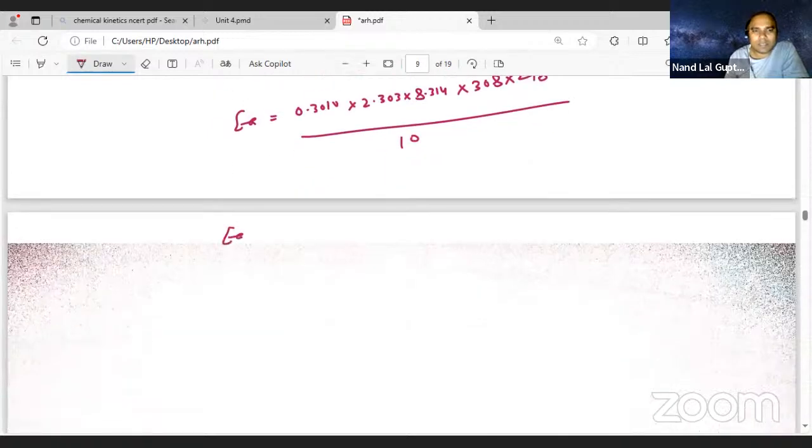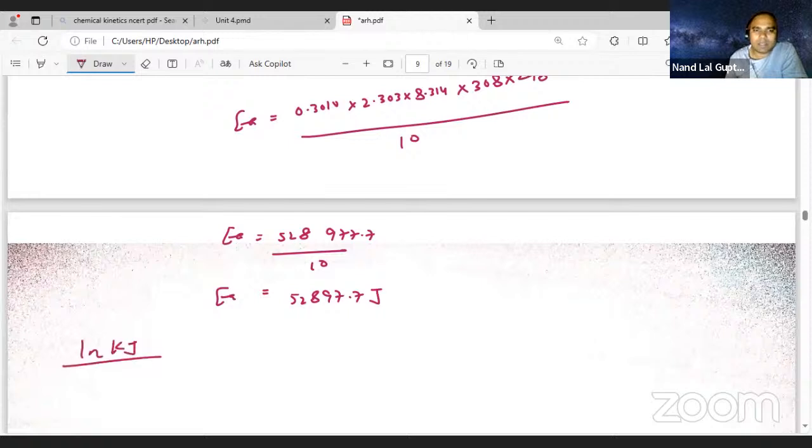Activation energy. Here is the 528,977.7 by 10. So if you divide it by 10, student, it is coming 52897.7. It is the joule activation. So if you are converting into kilojoule, we need to divide by 1000.